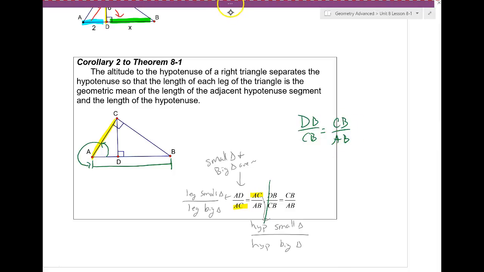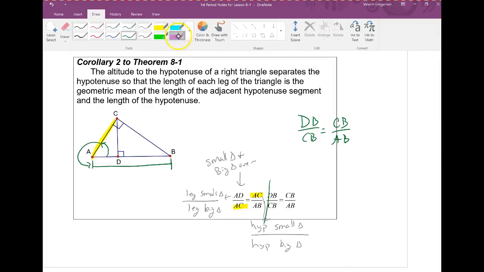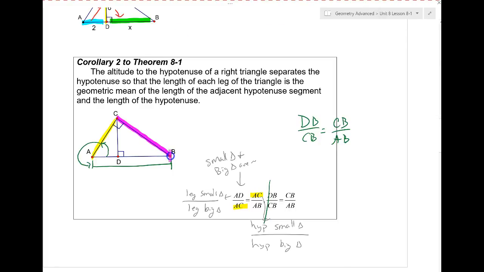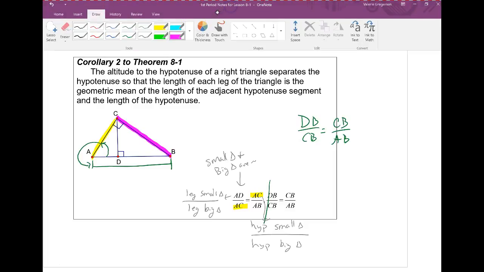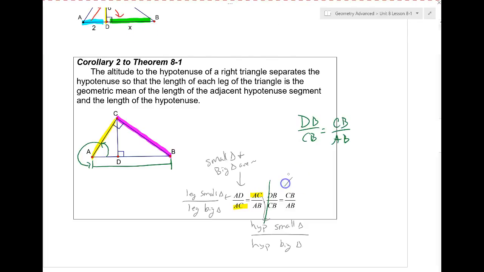Okay, so what segment's being repeated, guys? CB. All right, so guess which two triangles I'm going to use for that one? I'm going to use the medium one and the big one. We're going to use the medium triangle and the big triangle this time. And I'm going to use exactly the same wording, because look where I start. I start with segment DB.